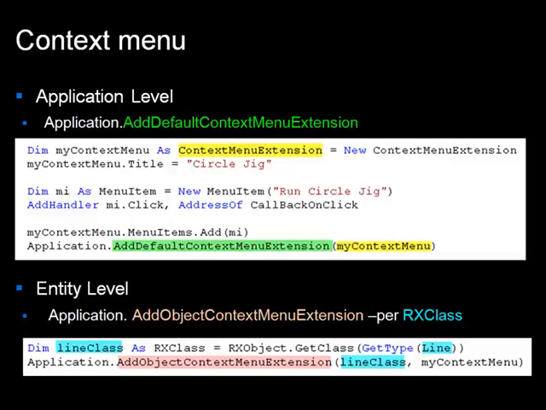You can also create a context menu that will display when the user right-clicks on a particular type of object. To create this type of context menu, you use AddObjectContextMenuExtension. Notice that one of the arguments for this method takes an RXClass. In this example, the context menu will display when the user right-clicks on any line in the drawing. In the lab, we will only be adding an application-level context menu. However, it would be easy to change it so it uses the entity as in this example instead.